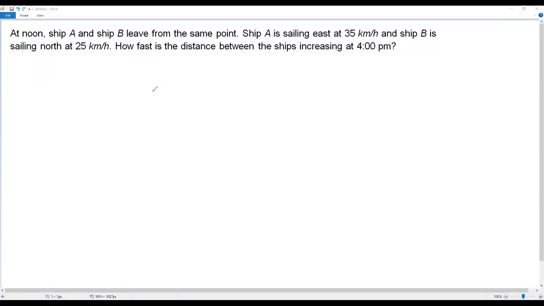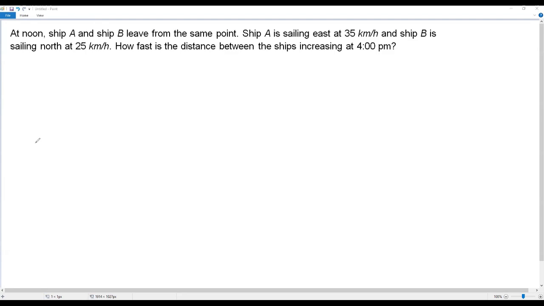Here we have a problem in related rates. Okay, let's go to the information. At noon, ship A and ship B leave from the same point. Ship A is sailing east at 35 km per hour and ship B is sailing north at 25 km per hour. How fast is the distance between the ships increasing at 4 p.m.?